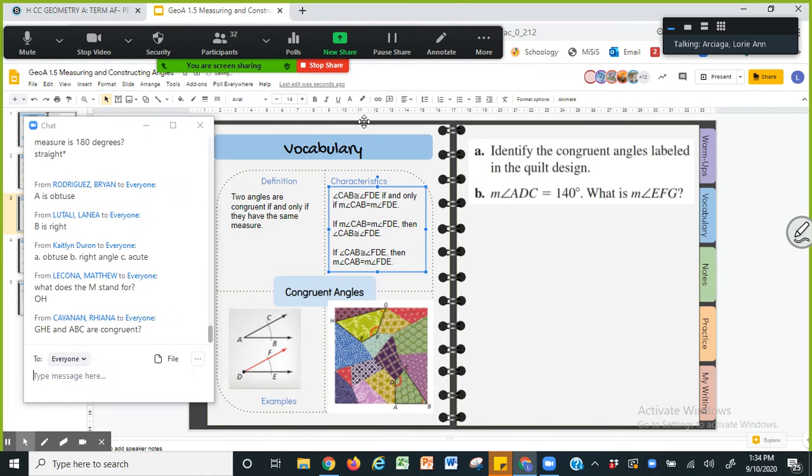Okay. GHE and ABC are congruent. Okay, how did you know that they're congruent, Rihanna? GHE, this is H, and then ABC, this is B. So are you sure about how you ordered the letters? Remember when you say GHE that I go to H, I don't go to G. The vertex is the middle, and that's the most important part of the angle.